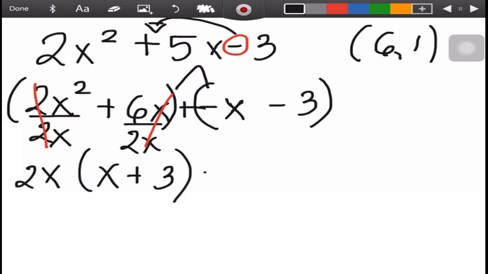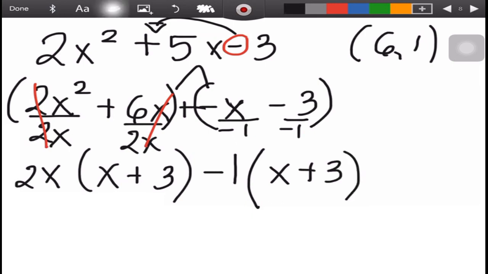Next, since here we have negative x and negative 3, negative is a common factor. Okay? So we will write negative. So, is there a number or a variable that is common to x and 3? None, meaning their common factor is only 1. So we will divide this by negative 1. Negative x divided by negative 1, that will become positive x. Negative 3 divided by negative 1, that is positive 3.